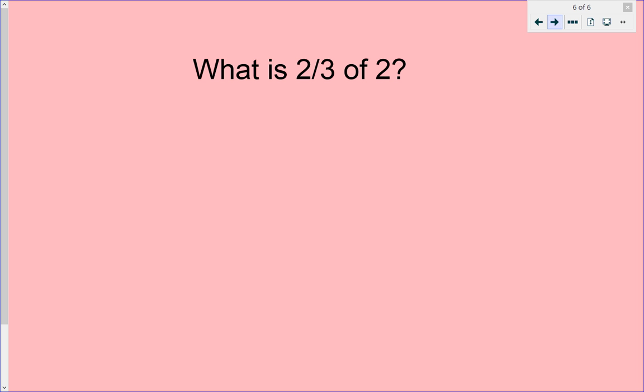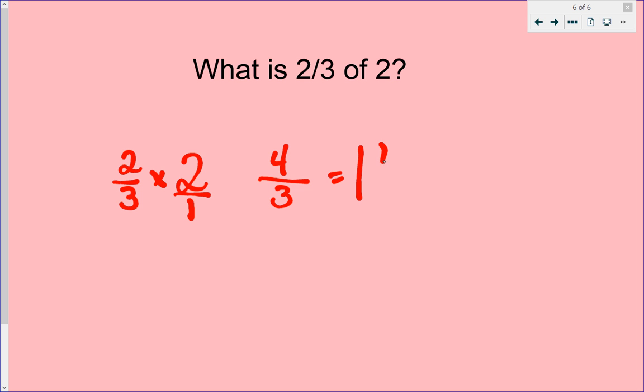Okay, so what is 2/3 of 2? That's what I'm saying it is, right? So what I want to do is take that 2 and put it over 1. And then I do 2 times 2 is 4, and then you have 3 times 1 is 3. Now I want to make that into a mixed number. Mentally, I know I have one group of 3 there, with one piece left over. And that's going to give me 1 1/3.